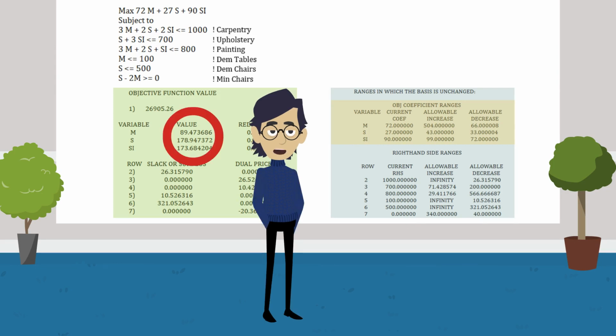For instance, in the case of the coefficient of the variable m, its coefficient is 72, and it could increase by 504 units or decrease by 66 units, and the solution would not change. That is, the coefficient can vary between 6 and 576. This means that if the profit is $10 per table, or $550 per table, the optimal quantity to produce would be the same. In the same way, we can find the intervals in which the coefficient of S and the coefficient of SI can vary.